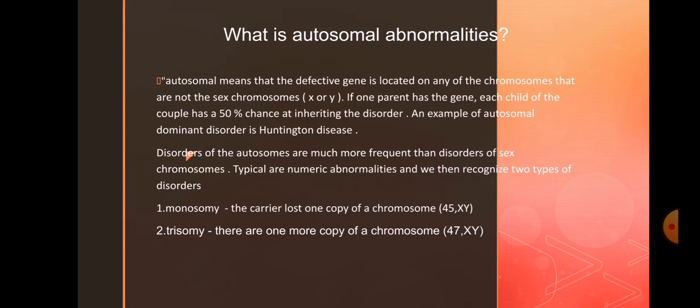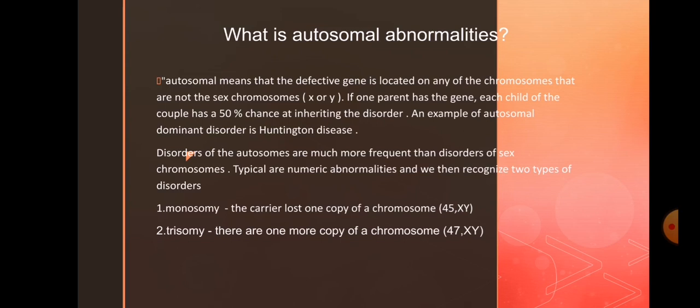What are autosomal abnormalities? Autosomal means that the defective gene is located on any of the chromosomes that are not the sex chromosomes, that is X or Y. If one parent has the gene, each child of the couple has a 50% chance of inheriting the disorder. An example of an autosomal dominant disorder is Huntington disease.